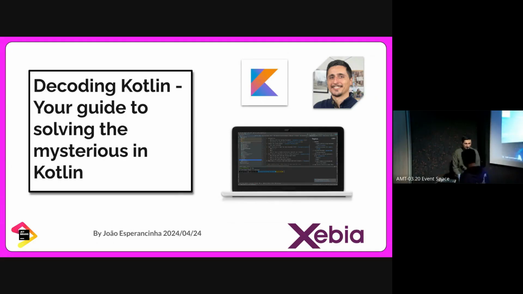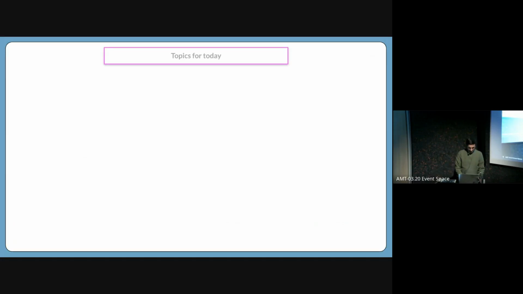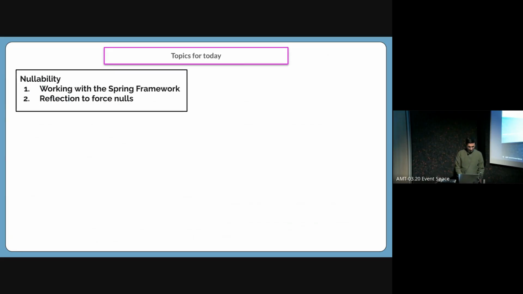So, yeah, hello everyone. I'm going to give a presentation about 5 different issues that I have found while working in Kotlin at work, things that led to a bit of confusion and less productivity just because we didn't know what was going on. So I will talk about 5 different topics.